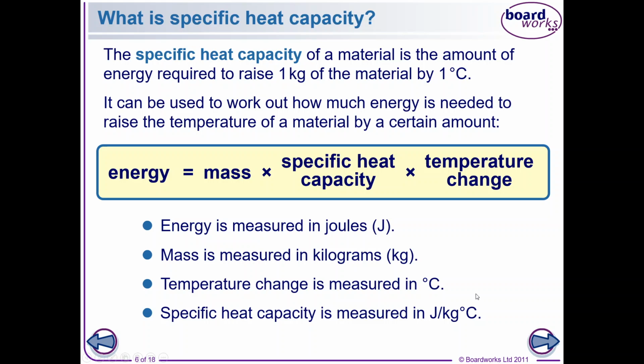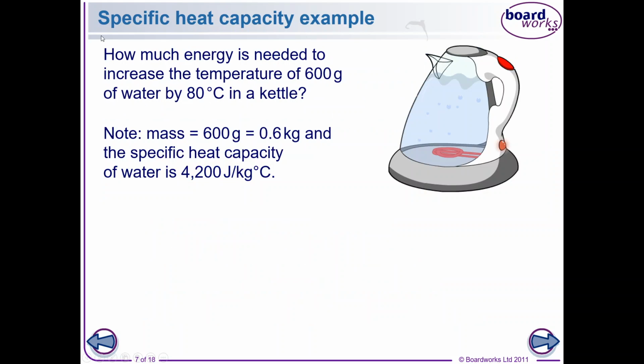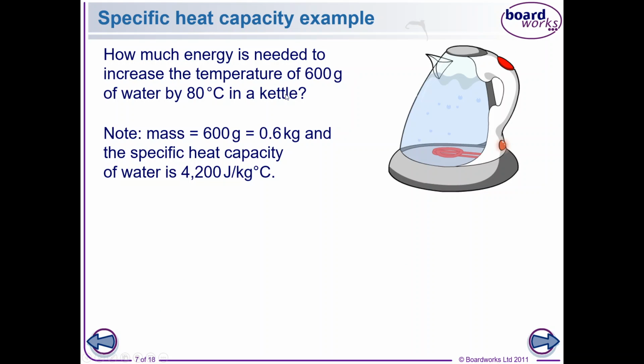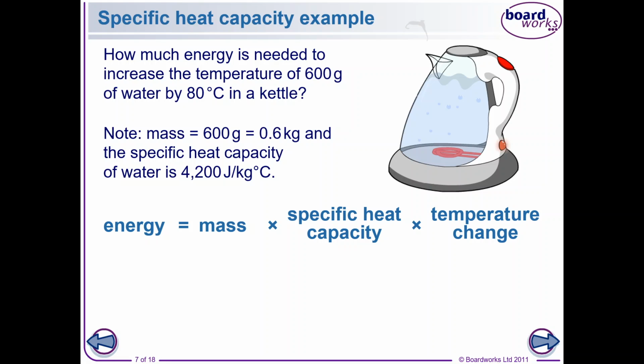Okay, so hopefully you've got that one written down. So let's look at an example of using this equation. How much energy is needed to increase the temperature of 600 grams of water by 80 degrees C in a kettle? Now just make sure the mass there is given in grams. If you remember earlier, I said that the mass is measured in kilograms. So 600 grams is the same as 0.6 kilograms. And you'll always be told the specific heat capacity. So it says here, the specific heat capacity of water is 4,200 joules per kilogram degree C.